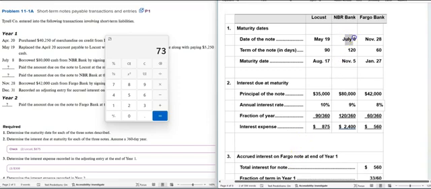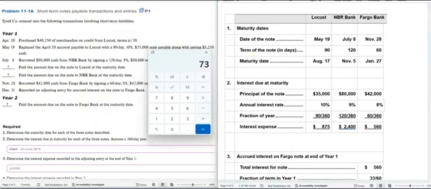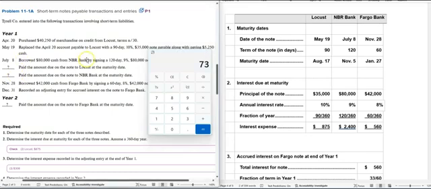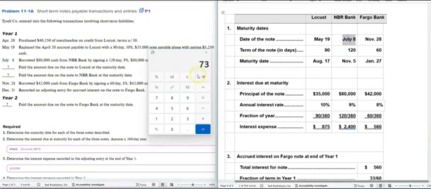Do the same thing for the note to NBR Bank. The NBR Bank note was borrowed on July 8th. On July 8th, 31 days in July, so 31 days minus the day that it was issued, 23 days will pass on this note in July. It is a 120-day note, not even close to maturity.